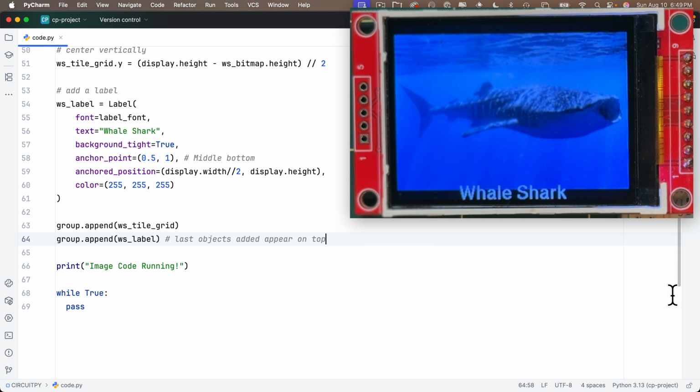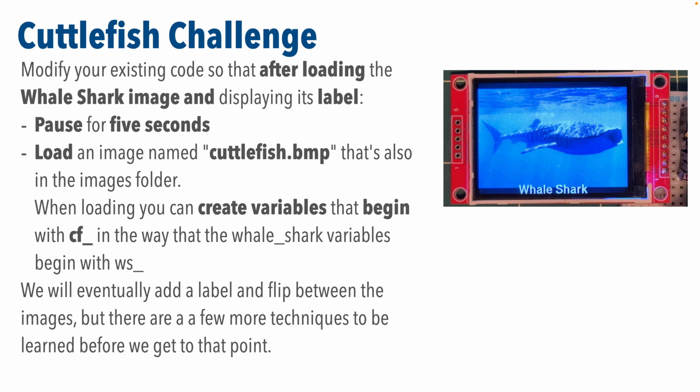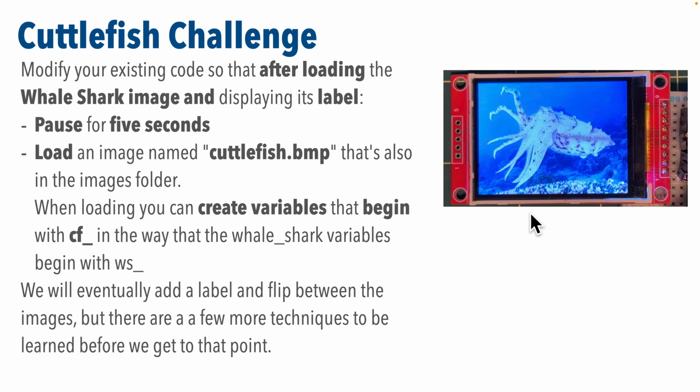They'll know it's a whale shark. Now we'll eventually flip between two images, but there are a few other techniques I'd like to show you first. For now, I'd like you to apply what you just learned and accept the Cuttlefish challenge. In this challenge, I want you to modify your existing code so that after loading the whale shark image and displaying its labels, you pause for 5 seconds, then load an image named cuttlefish.bmp that's also in the images folder.